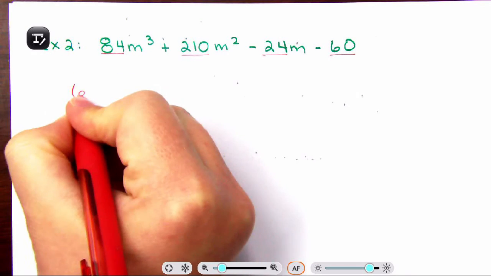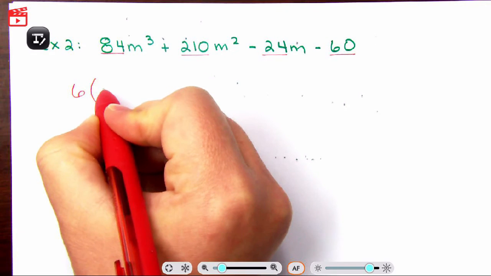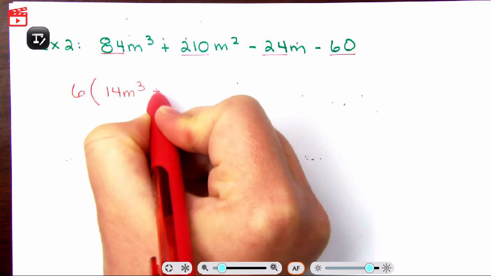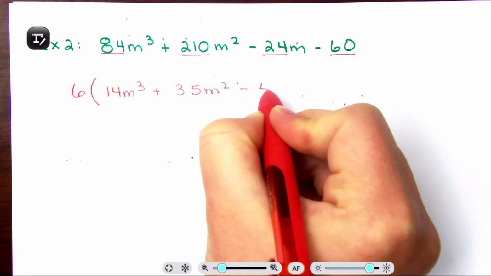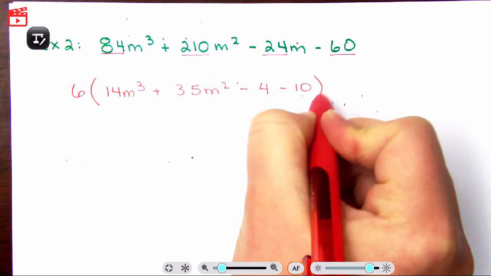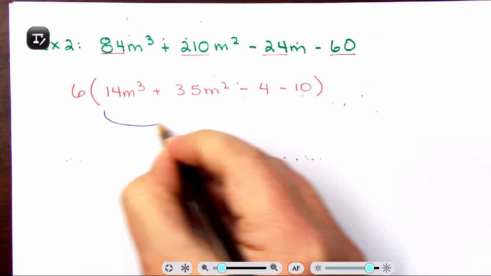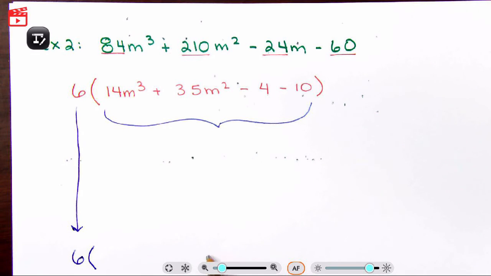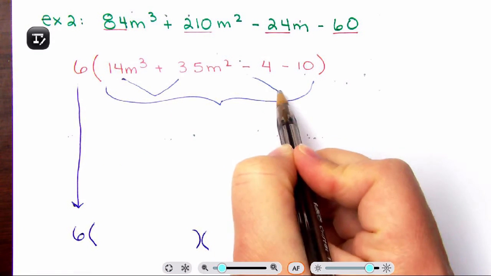So I'm going to do that. I'm going to factor out a 6 first. So I have left over 14m cubed plus 35m squared minus 4m minus 10. So now what I'm going to do is apply grouping here, but never forgetting about my 6 in my final answer. Okay. All right, so let's group these two and let's group these two.